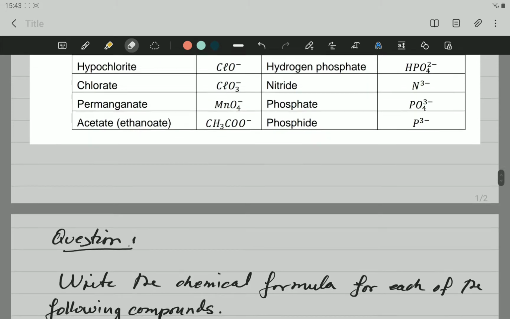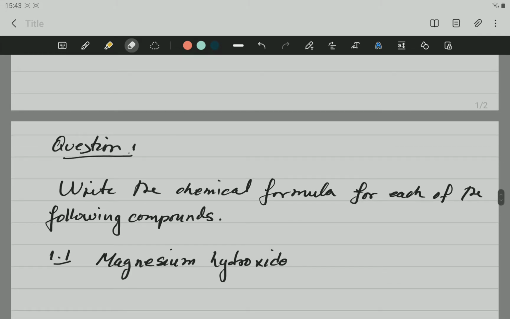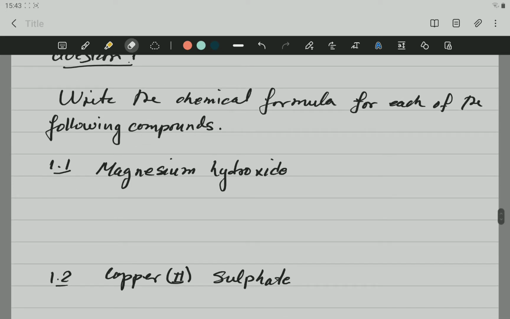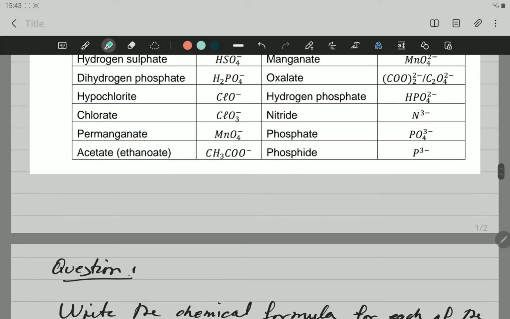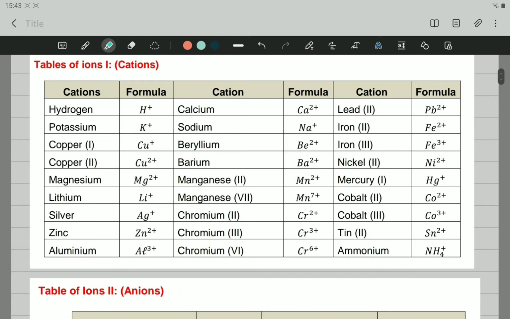Okay, so let's go to this question, and this question says write the chemical formula of each of the following compounds. Okay, and the first one is magnesium hydroxide. All right, guys, the first thing you're going to do is go to the tables that you have. You can go to the table and identify magnesium as well as hydroxide. So that is the first thing. So let's go to the table first of all to look for magnesium. So you come here to this table and you find out where magnesium is. We can see that magnesium is right here.